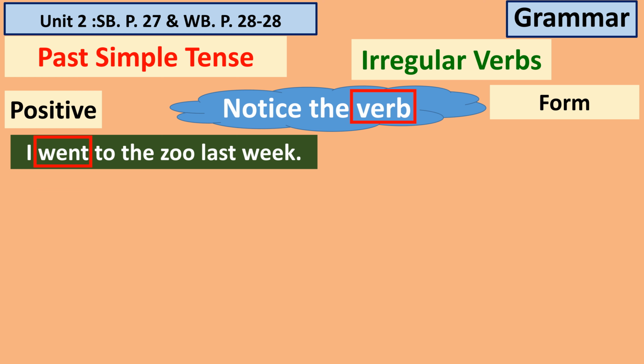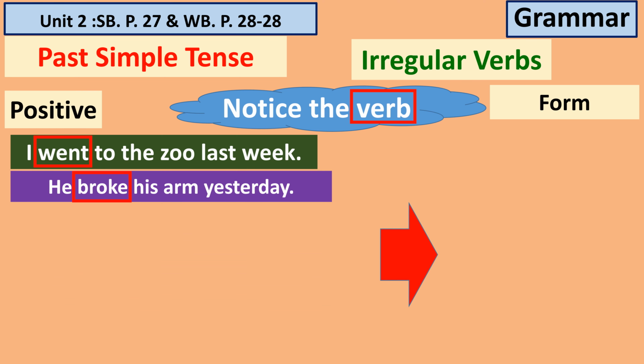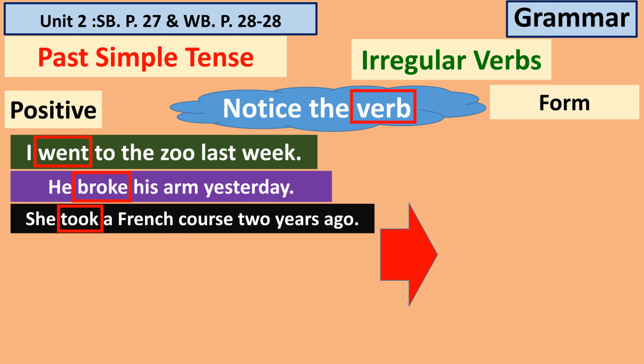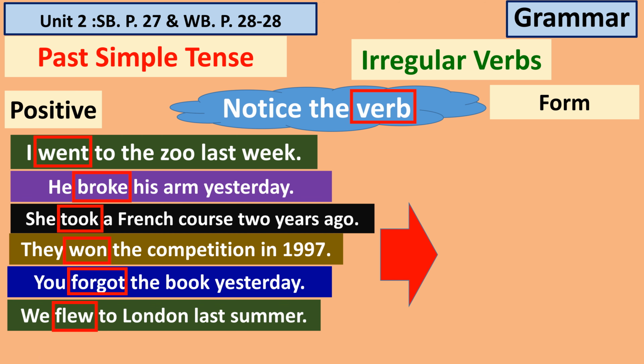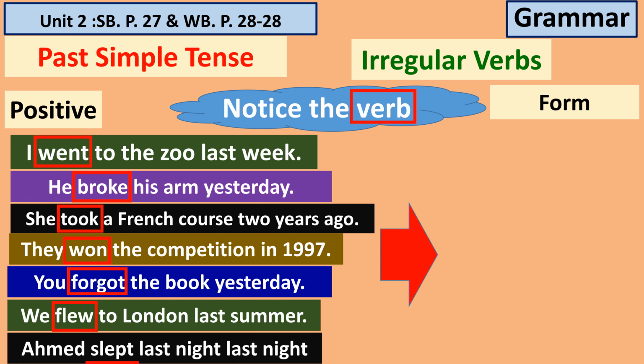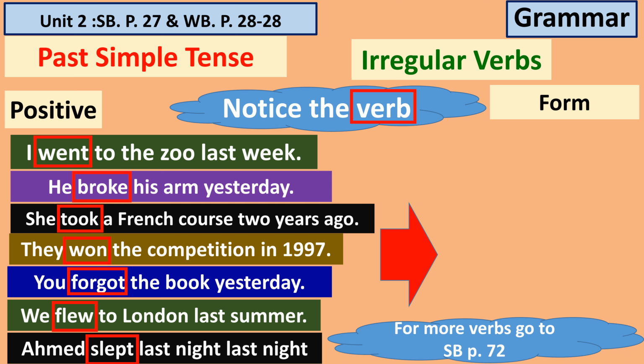We finished with the time. Now we are going to talk about the verb. Have a look at went, broke, took, won, forgot, and flew, and the last one is slept. Is there anything different in this one? What do you think? Yes. Here I just put a note for you that for more verbs, the irregular form and the regular form of verbs, you can find it in your student book, page 72. Try to have a look at this page and memorize it.